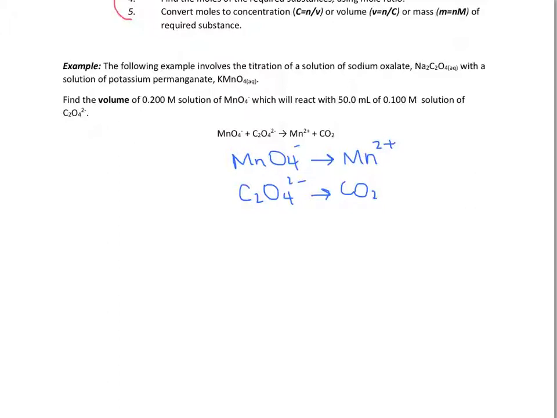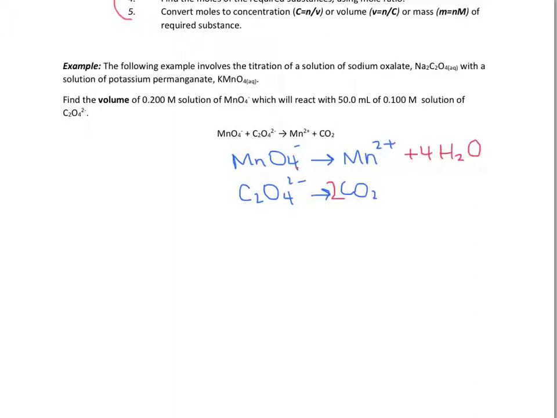Step number 2 is to balance for all atoms other than oxygen and hydrogen. We have 1 Mn and 1 Mn, 2 carbons, but only 1 carbon here, so we need to put a 2 out in front. Step number 3 is to balance for all the oxygens by adding water. We have 4 oxygens on the reactant side, so we add 4 H2O to the product side. We have 4 oxygens here, and 2 times 2 is 4 there, so those have already been balanced for us.